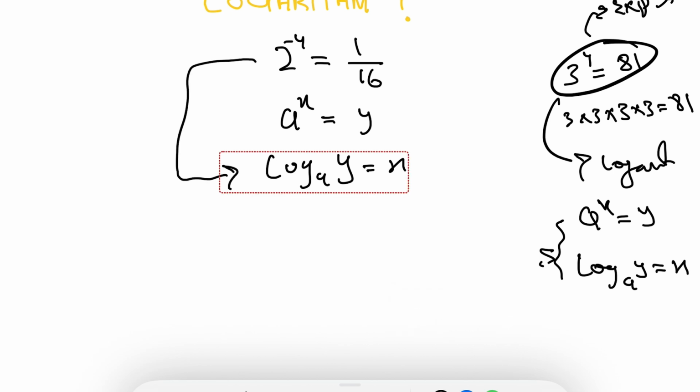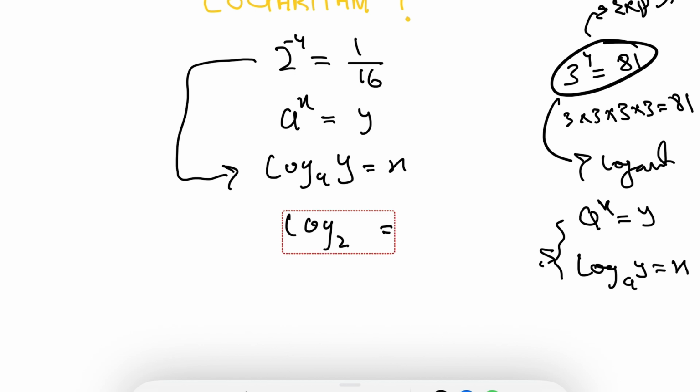So here a is equal to 2, so log 2, and x is equal to minus 4, and y is equal to 1 upon 16. So we write this here: log 2 1 upon 16 is equal to minus 4, changed into logarithmic form.